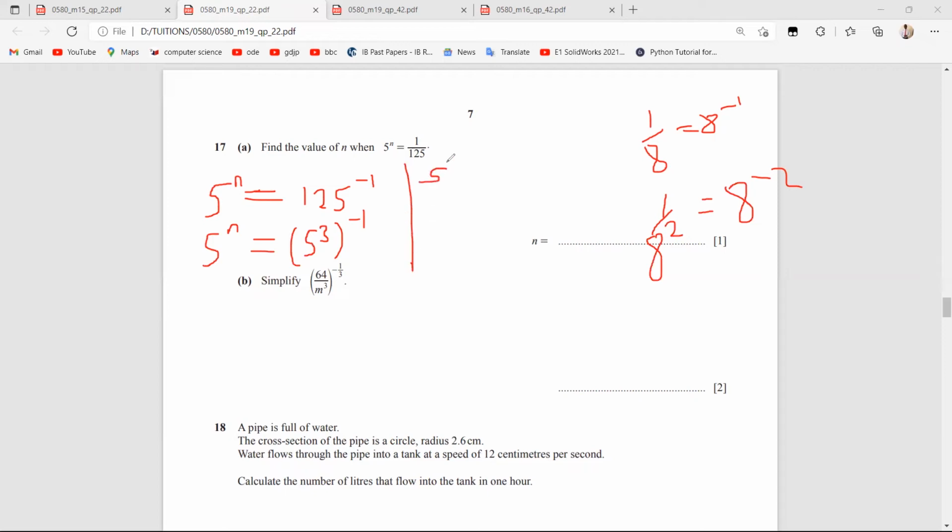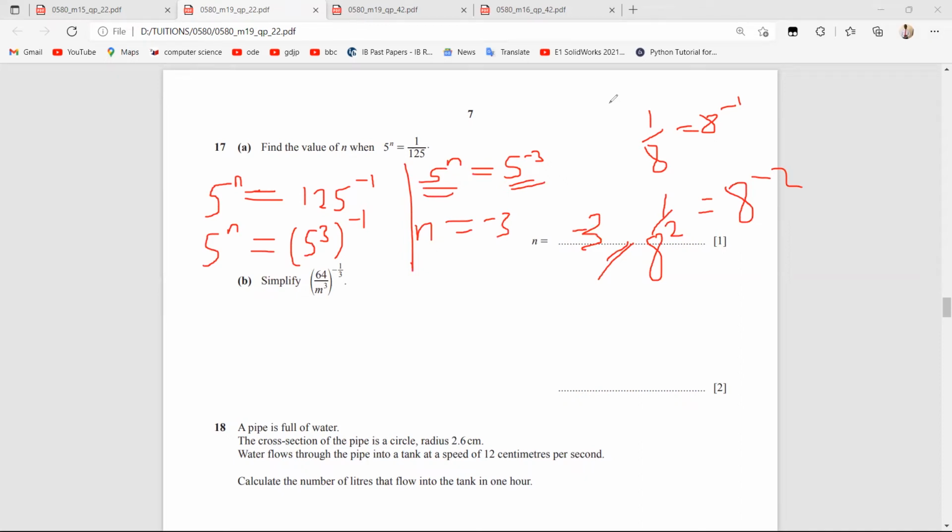Okay, so I'll be having 5 power n, and the right hand side changes to 5 power -3. That is if I open that bracket using those powers. Okay, so the base number is the same. That simply means the powers are also the same. So the value of n here is -3. Okay. All right, let's move on.